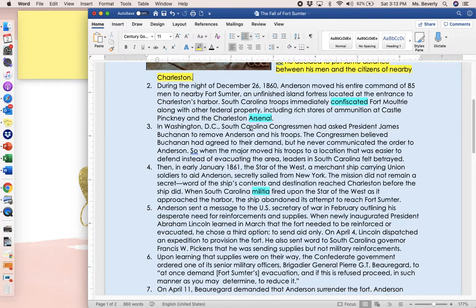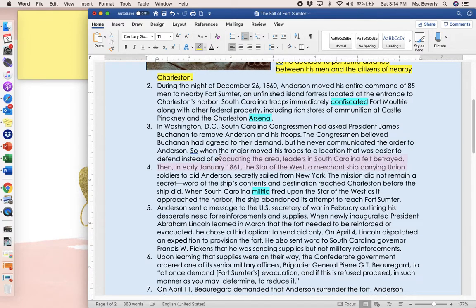In Washington, D.C., South Carolina congressmen had asked President James Buchanan to remove Anderson and his troops. So the South is like, hey, we don't want Anderson there. The congressmen believed Buchanan had agreed to their demand, but he never communicated the order to Anderson. So remember, Anderson is over the Union troops that are in South Carolina right now, but the president at the time neglects to tell him that they're supposed to leave the land. So when the major moved his troops to a location that was easier to defend instead of evacuating the area, leaders in South Carolina felt betrayed.